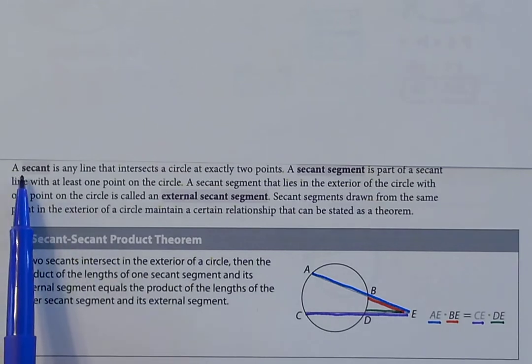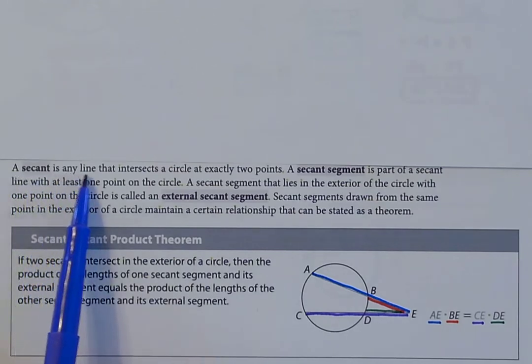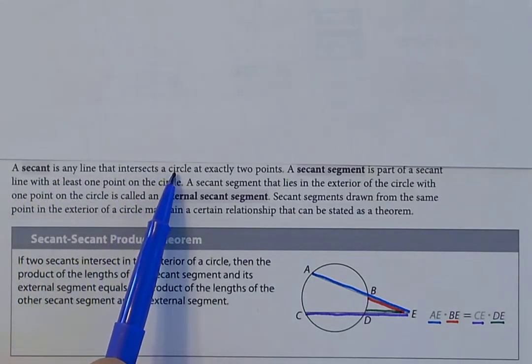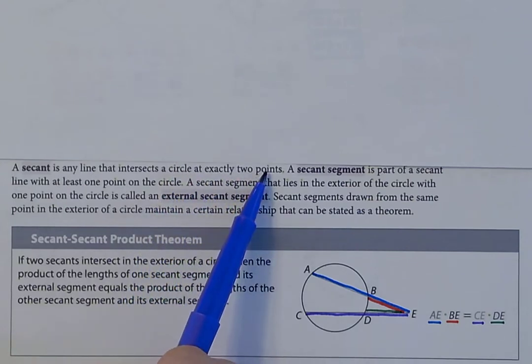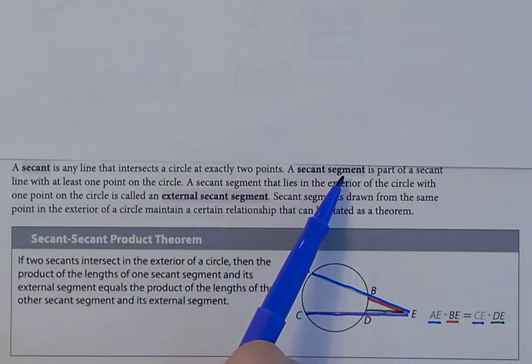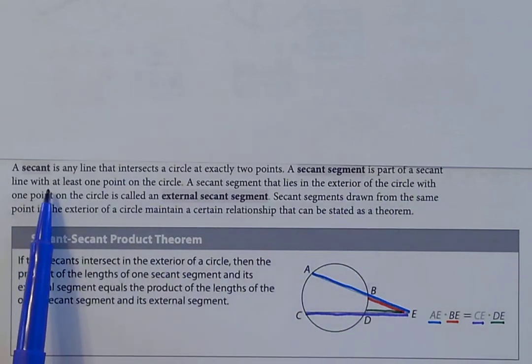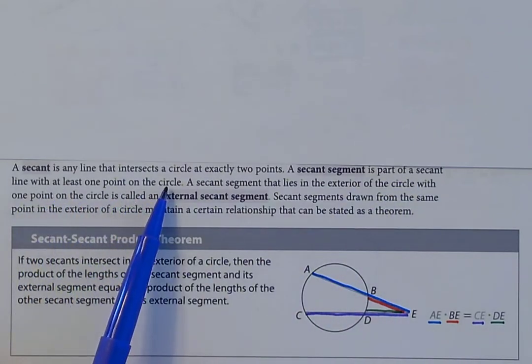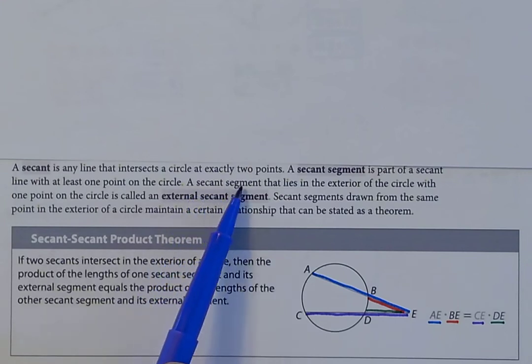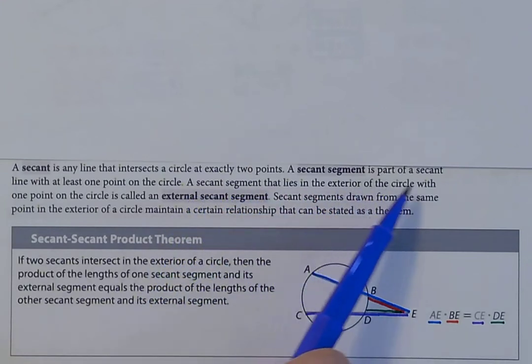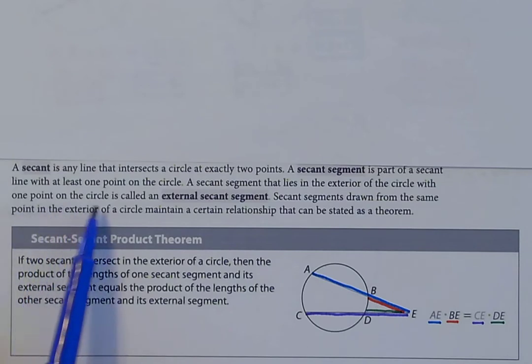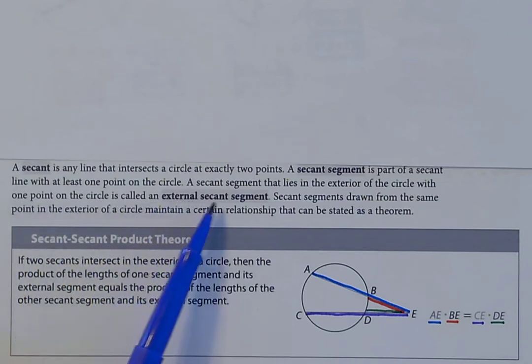Alright, a secant is any line that intersects a circle at exactly 2 points. A secant segment is part of a secant line with at least 1 point on the circle. A secant segment that lies on the exterior of the circle with 1 point on the circle is an exterior secant segment. So we see all of that drawn here.